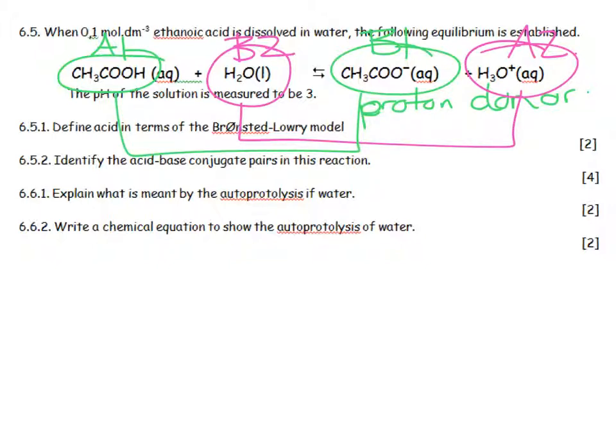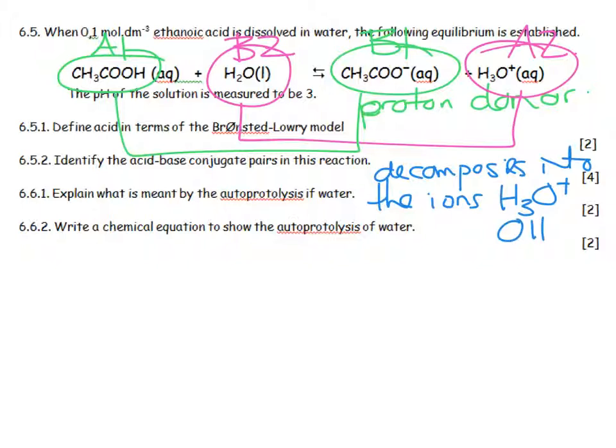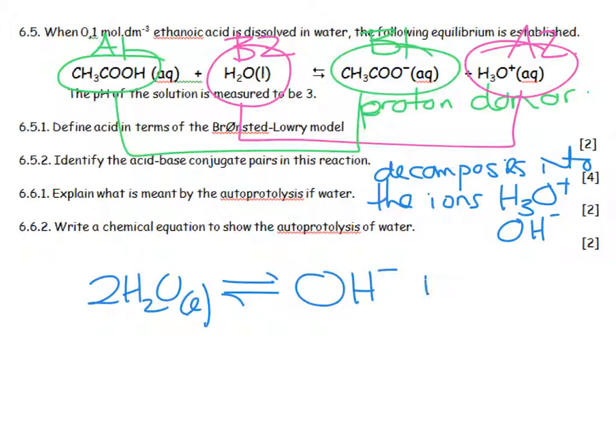What is meant by autoprotolysis of water? It is when it decomposes into the ions H3O+ and OH- spontaneously. Write a chemical equation to show that. You've got 2 waters which are in the liquid phase. You land up with OH- and H3O+, and both of them are in the aqueous phase.